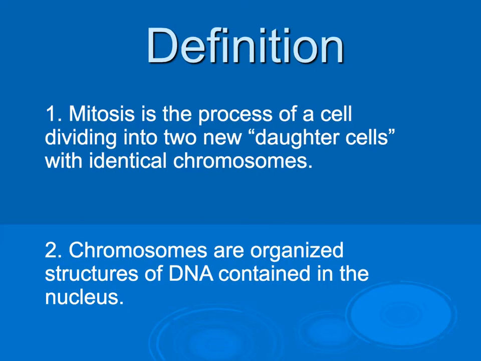Now go ahead and write these definitions down. The first one is for mitosis, and it's the process of cells dividing into two new daughter cells with identical chromosomes. If you don't know what chromosomes are, that's the second word, and those are organized structures of DNA contained within the nucleus. So you may remember learning that in the nucleus there's DNA, and the DNA tends to cluster up, and these clusters are called chromosomes. So one way to think about it is that mitosis starts out with one parent cell and it divides into two daughter cells.